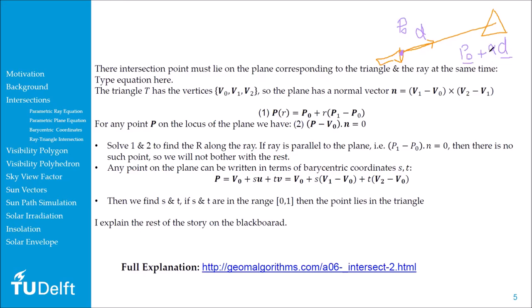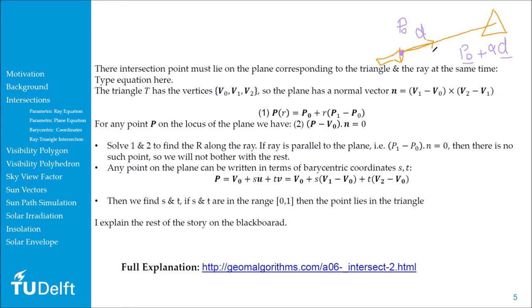I don't think so with zero. What's wrong with that? If I put zero here, I get P0. Then P0 is on the ray, so that's correct, right?